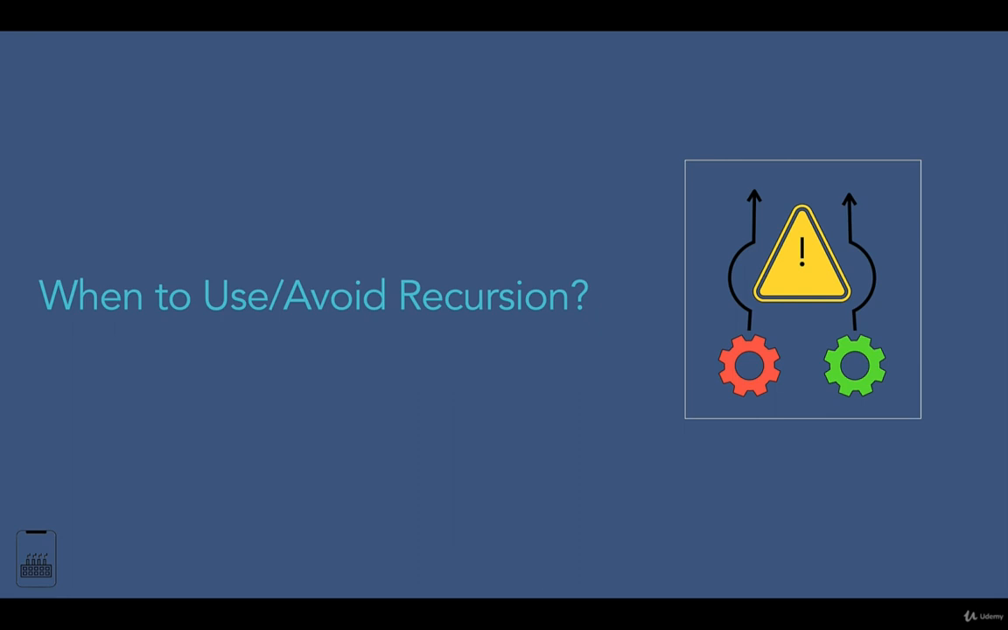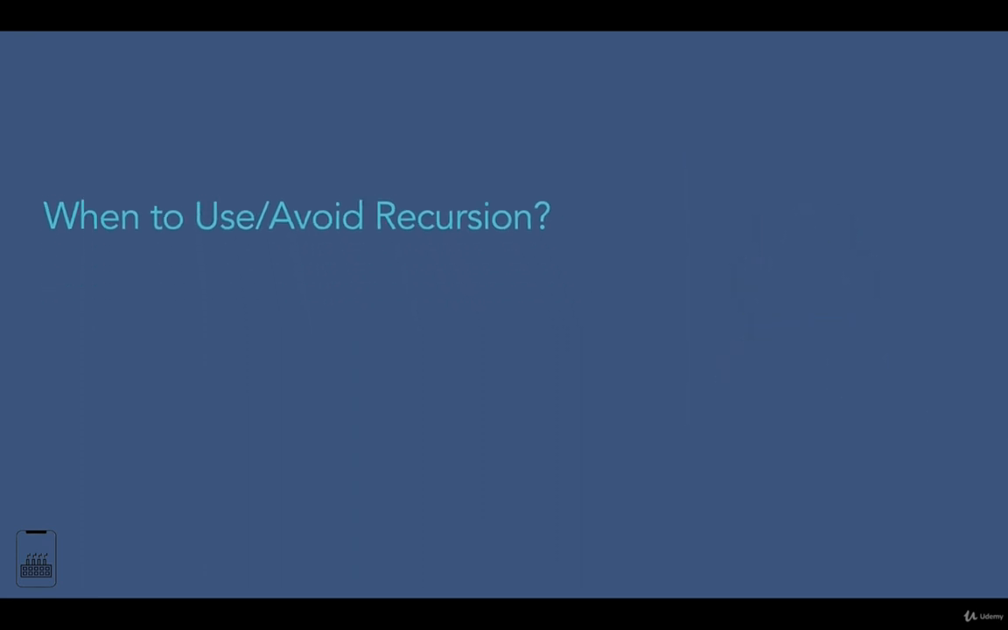Alright, in the last lecture we compared recursion versus iteration, and we saw that in many cases iteration performs better than recursion in terms of time and space complexity. But there are situations where recursion is preferable instead of iteration. Now here, let's examine the situations when we should use recursion and when we avoid it.